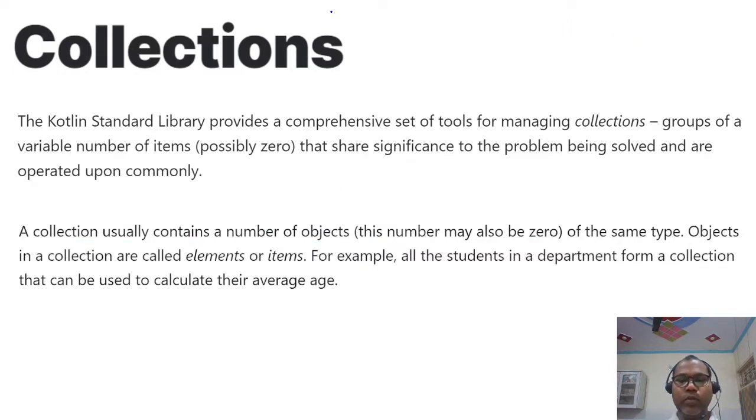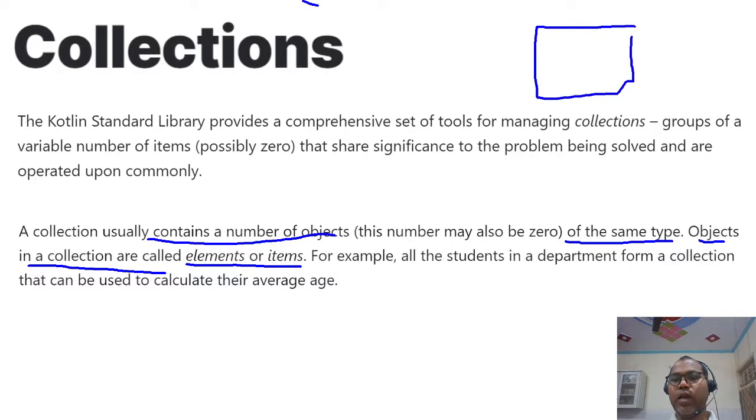Please note that a collection contains a number of objects of the same type. Objects in a collection are called elements, items, or objects. So whenever you create a collection and store object 1, object 2, object 3, object 4, these objects in collection terminology are known as elements or sometimes items.